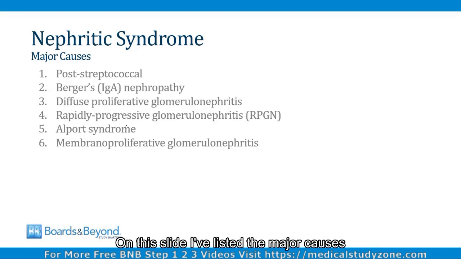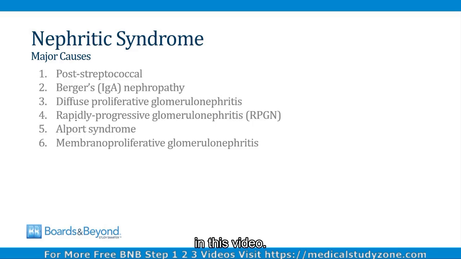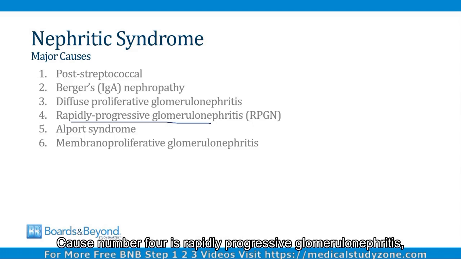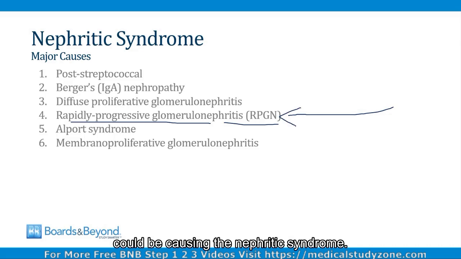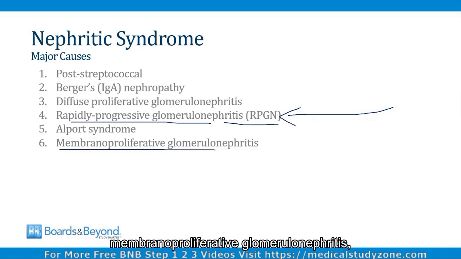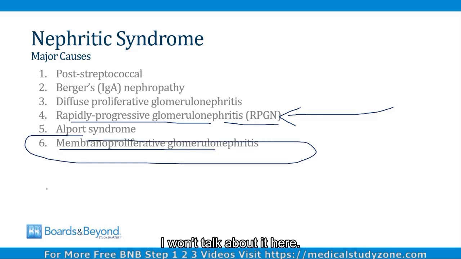On this slide, I've listed the major causes of nephritic syndrome, and we'll go through most of these in this video. Cause number 4 is rapidly progressive glomerulonephritis, or RPGN. There are many causes of RPGN, and therefore I talk about this in a separate video. But in any patient presenting with hematuria and red blood cell cast, one of the things you have to consider is that RPGN could be causing the nephritic syndrome. And then this last cause here, membranoproliferative glomerulonephritis, really can cause a mixed picture with some features of nephritic syndrome and some features of nephrotic syndrome. And I talk about this in the video on nephrotic syndrome. I won't talk about it here.